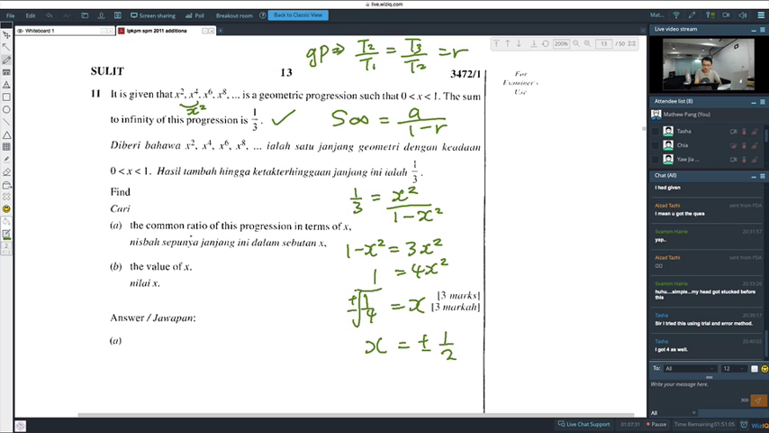So the first one I asked you to find the common ratio in the progression. You just write x squared for A. For B, the answer is positive 1 over 2 only. Why? Because the question tells me x should be between 0 and 1. If x is between 0 and 1, it couldn't accept a negative answer. So the answer is positive 1 over 2.